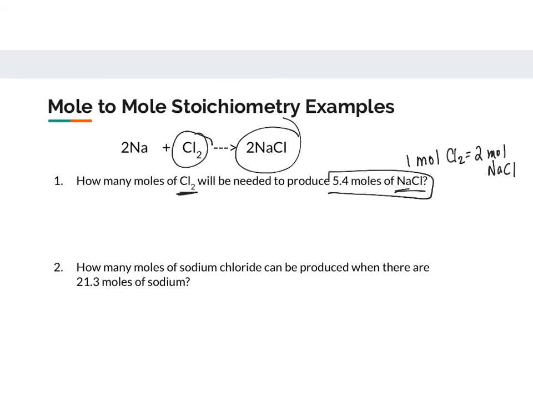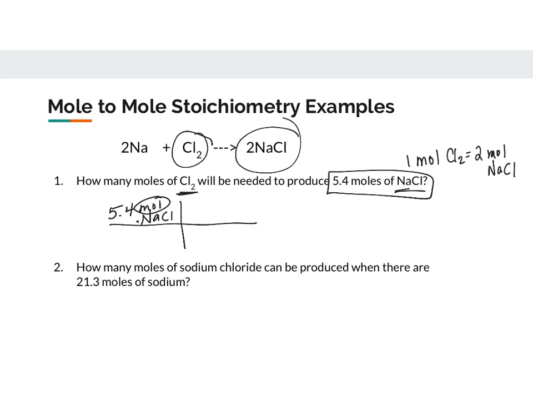So my given is going to go in the upper left-hand corner. 5.4 moles of NaCl. Notice how I'm using my mole abbreviation and I'm also putting the label. Make sure you do this in all of your work. I'm going to be looking for that. This is going to give you points on an assessment. Make sure you practice and then do it correctly on the test or the assessment.